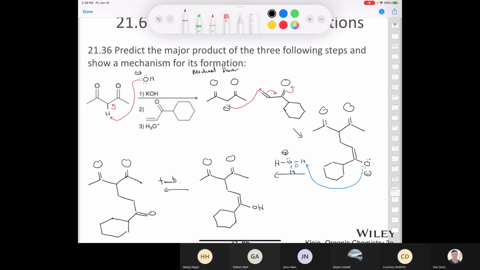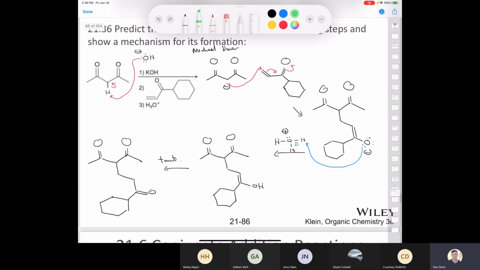So one thing I noticed about Michael addition is you usually have 1, 2, 3, 4, 5. So whenever you have like 1,5 functional groups, this usually means you're dealing with some kind of Michael addition reaction. It's kind of a thing that you look for when you're an organic chemist.